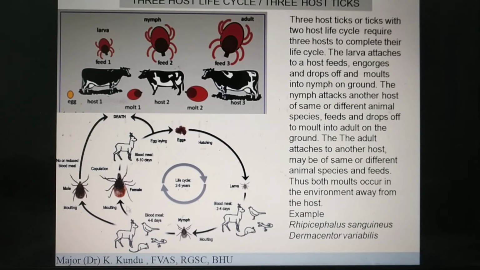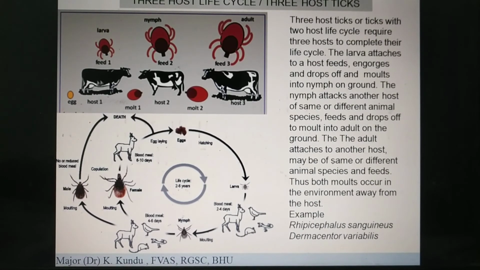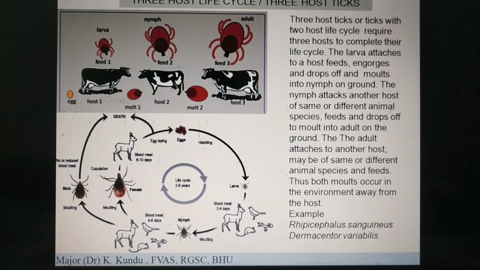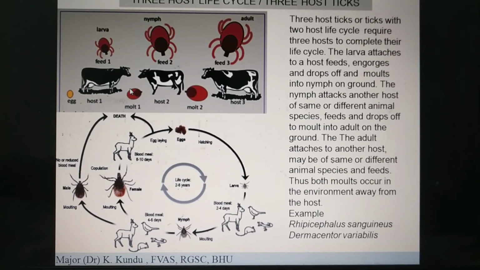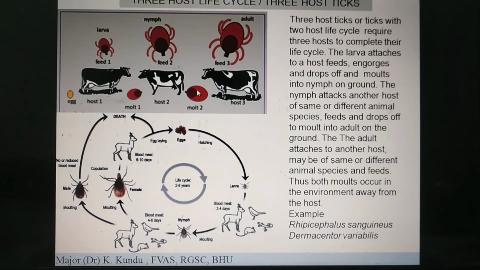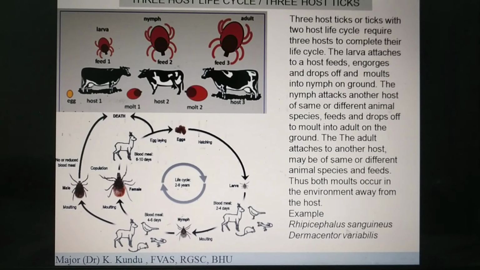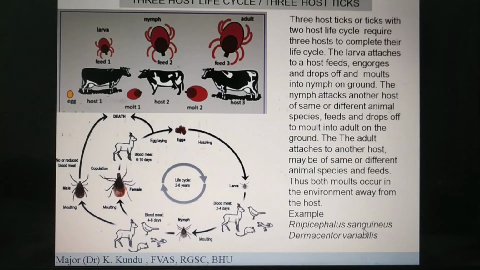So don't go by the time gap here. Just remember that in case of three host ticks, they require three hosts to complete their life cycle, and both the moltings, from the larva to the nymph and the nymph to the adult, take place away from the host. Now these are known as the three host ticks. The best example is Rhipicephalus sanguineus. It is the brown dog tick.